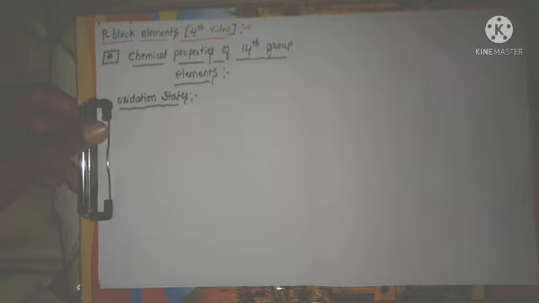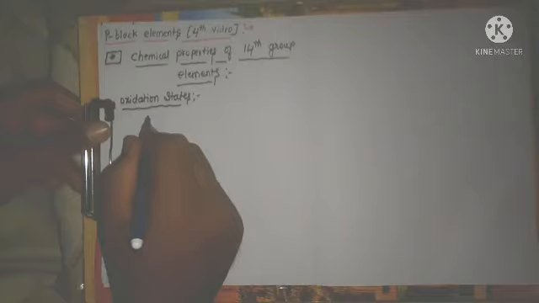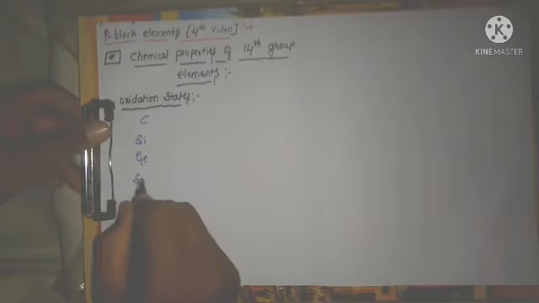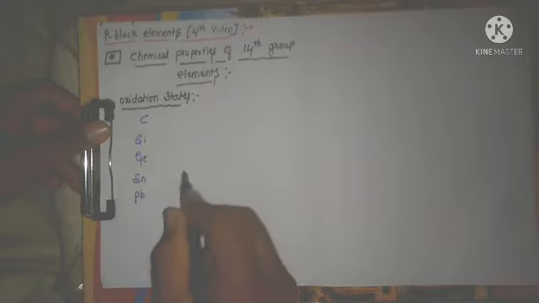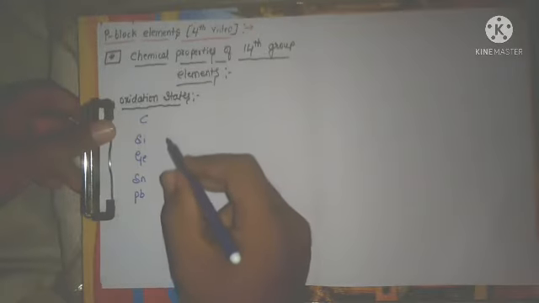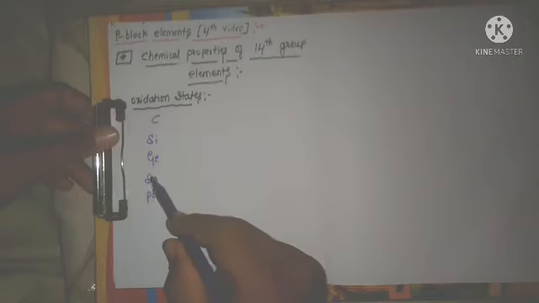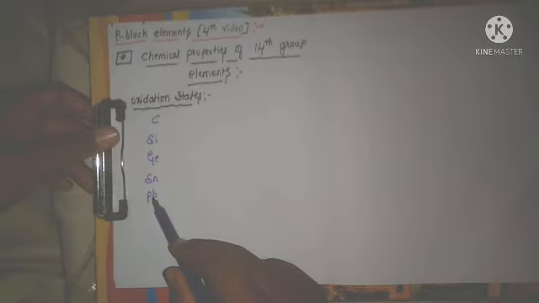Now, what are the elements of the 14th group? Already we know that the elements in the 14th group are carbon, silicon, germanium, tin, and the last element is lead. These are the elements which belong to the 14th group.